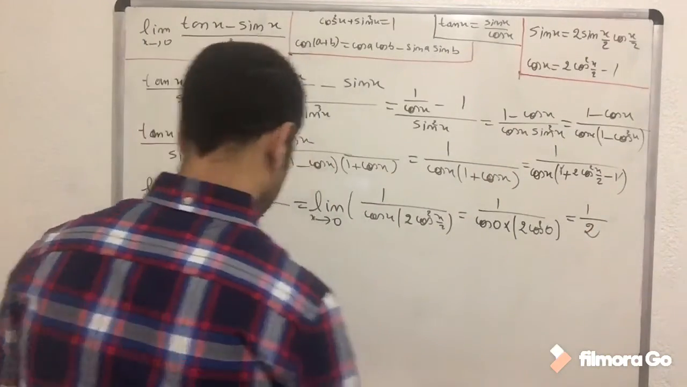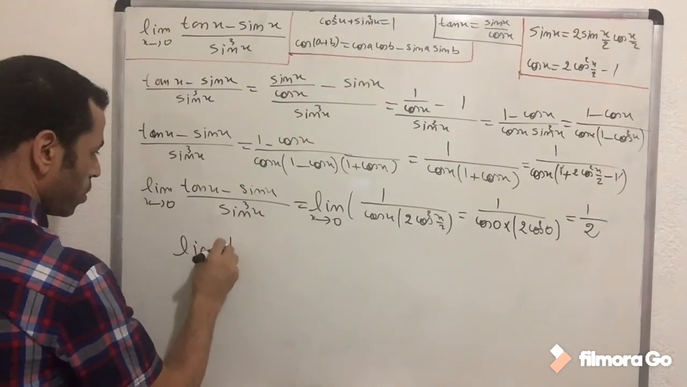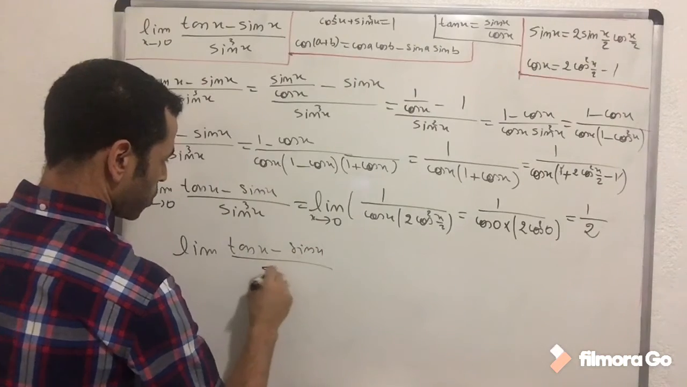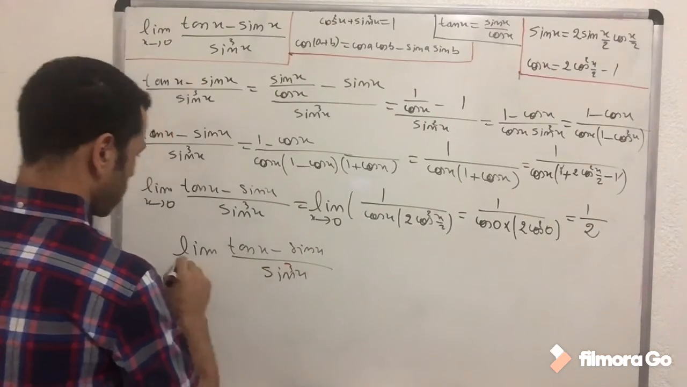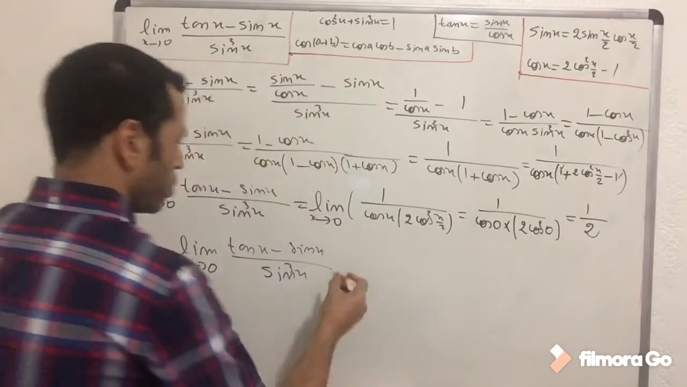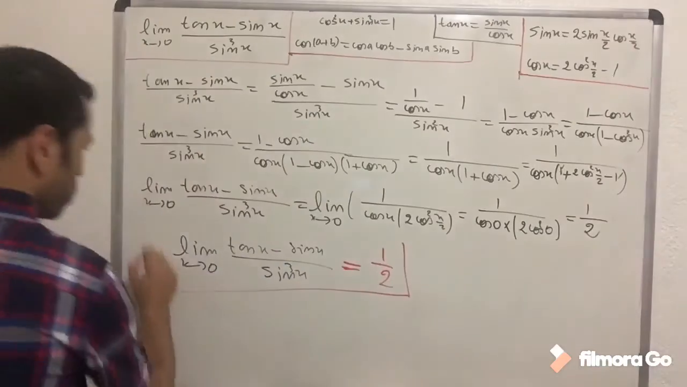So our limit, tangent x minus sine x over sine cube of x as x approaches 0, gives you 1 over 2.